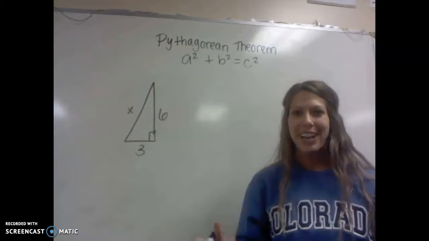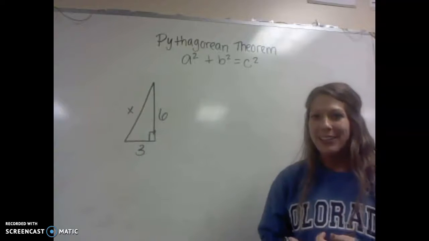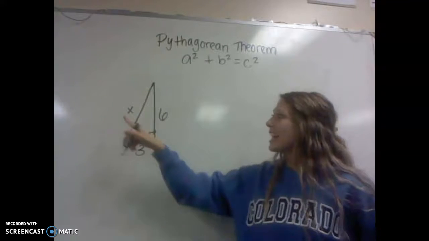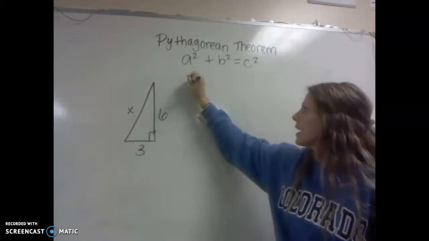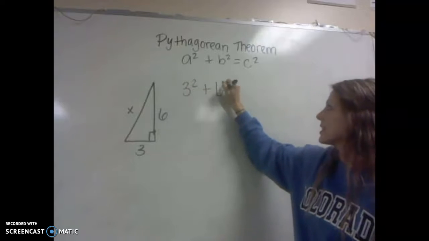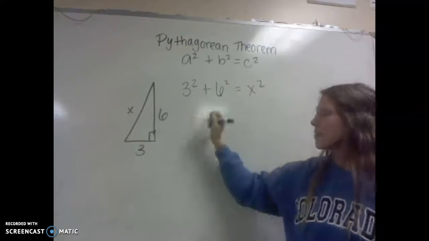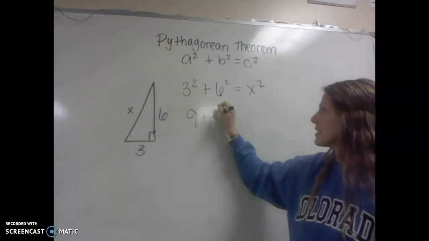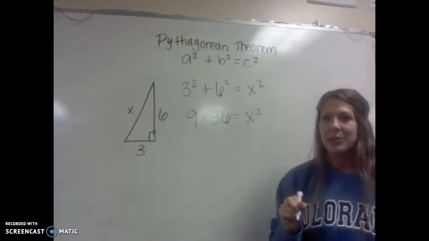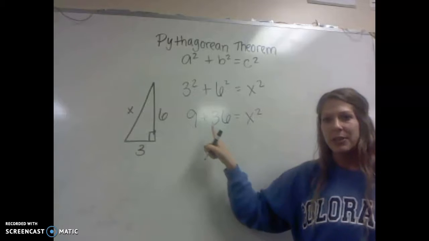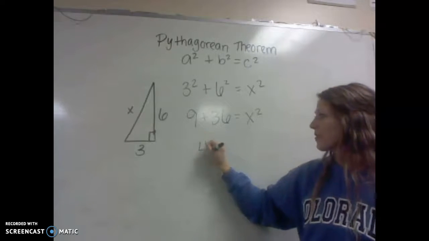Alright, new right triangle. Step number 1, which one is the hypotenuse, or our c? In this case, it's x. So it doesn't matter which one's a and which one's b. So I'll do 3 squared plus 6 squared equals x squared. Alright, 3 squared we know is 9. 6 squared is 36. X squared stays x squared. We have 9 plus 36 right here. I know it's hard to see. 9 plus 36 is 45.